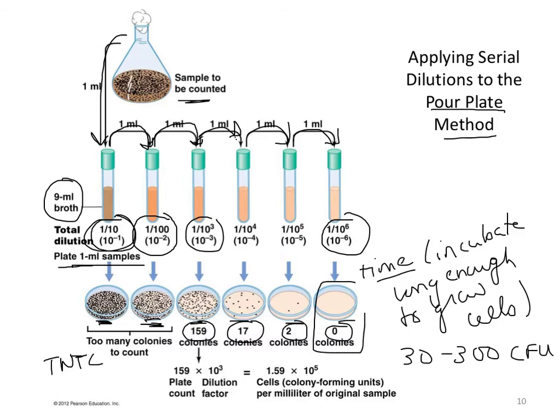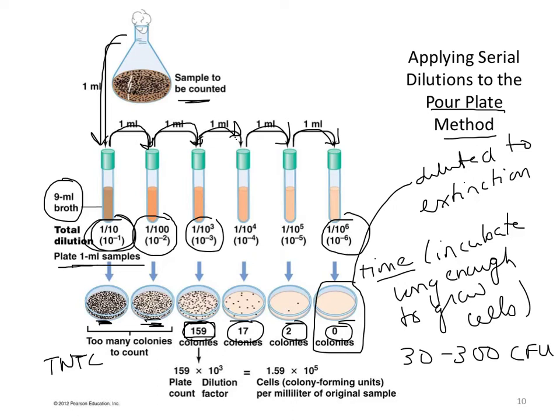In this sample, we've basically diluted to extinction. And that's good because we know then that our sterile technique is good, that we're not accidentally introducing microbes from the environment. This is the only one that's between 30 and 300, this plate that has 159 on it. So that's the plate that we're going to use.